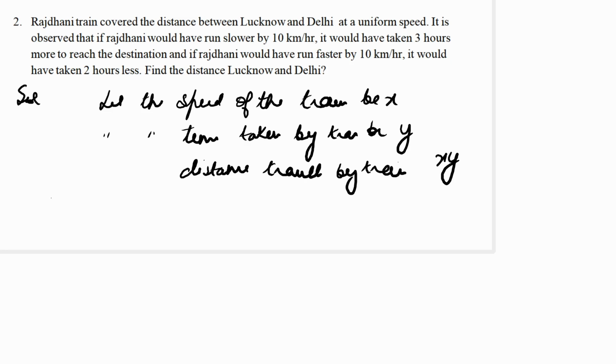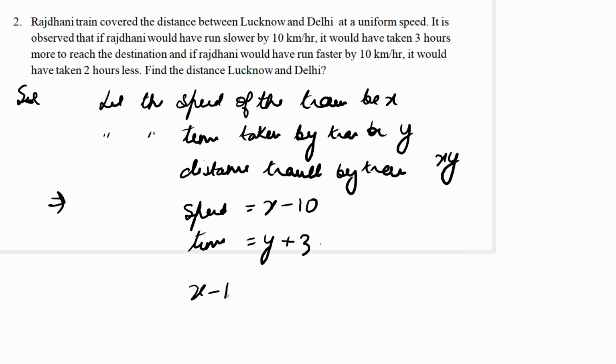Now we will form condition 1. The condition 1 says, it is observed that if Rajdhani would have run slower by 10 kilometers per hour, if speed would have been x minus 10, it would have taken 3 hours more. So time would have been y plus 3. But the distance will remain the same. So what will we say? xy. Now if I multiply this, what will I get?